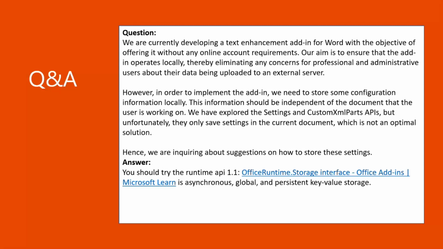We have explored the settings in custom XML part APIs, but unfortunately they only save settings in the current document, which is not an optimal solution. Hence, we are inquiring about suggestions on how to store these settings. Our answer to this is you should try the Runtime API 1.1 Office Runtime Storage Interface. This is a Microsoft Learn site that you can get started from. It is an asynchronous, global, and persistent key value storage.